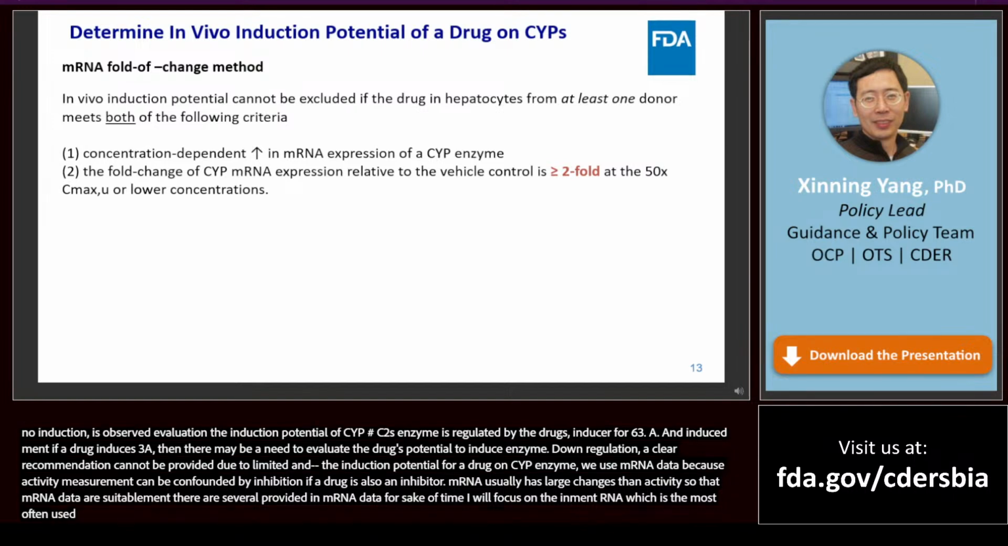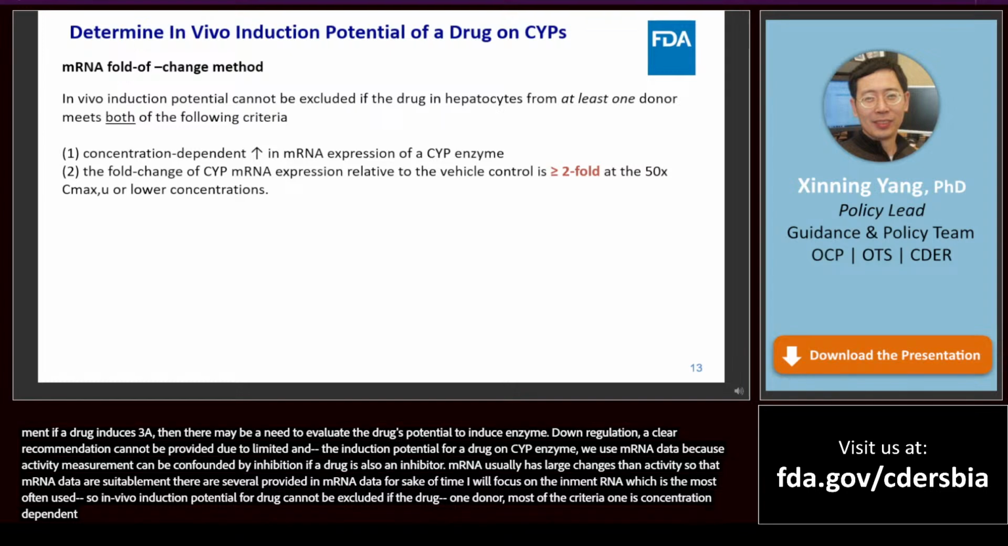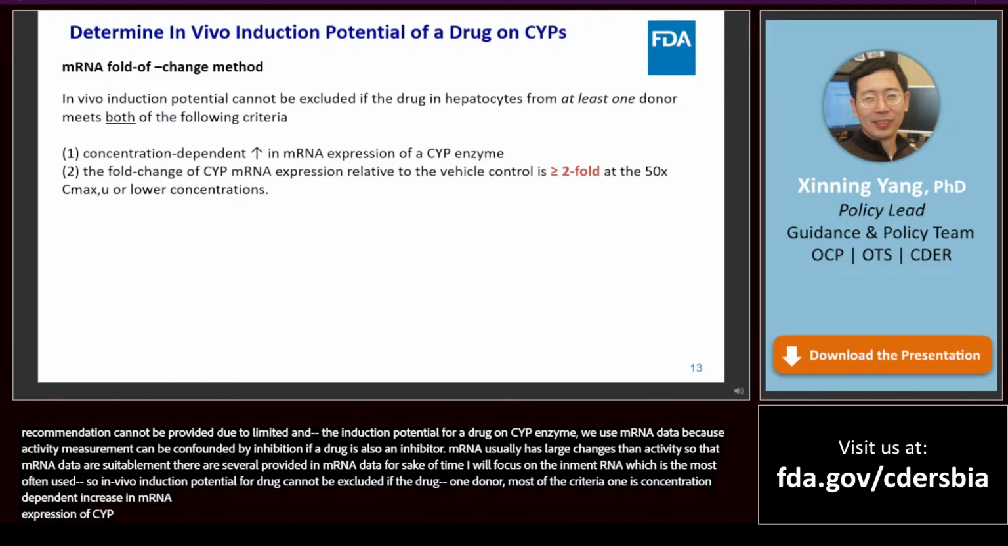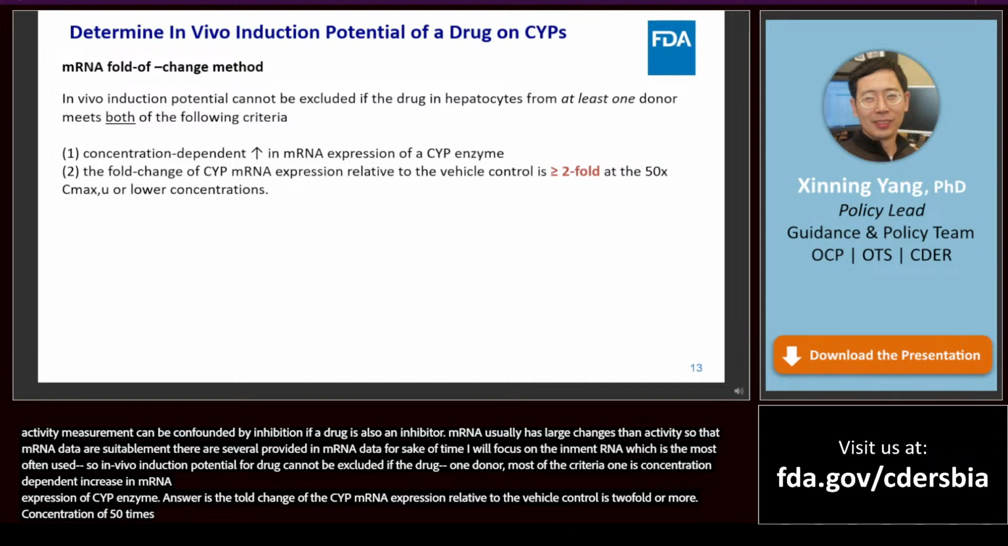So in vivo induction potential of a drug cannot be readily excluded if the drug in hepatocytes from at least one donor meets both of the following criteria. One is a concentration-dependent increase in mRNA expression of a CYP enzyme. The other is that the fold change of the CYP mRNA expression relative to the vehicle control is twofold or more at a concentration approximately 50 times the unbound Cmax of a drug, or at lower concentrations.